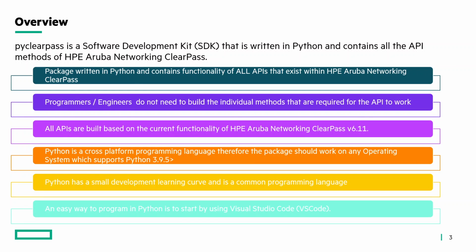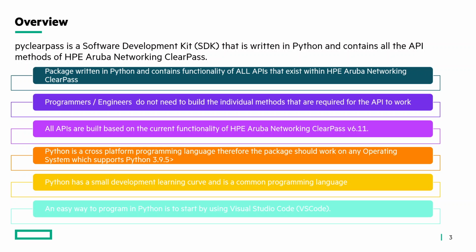So an overview, what is pyclearpass? pyclearpass is a software development kit that has been written in Python and contains all of the API functions that exist within ClearPass. One of the benefits of using pyclearpass is that your software engineers or network engineers don't necessarily have to create all of the individual methods to use the API functions on ClearPass, and they don't have to search hard to find all of the API functions as well because they're all built in the Python package.